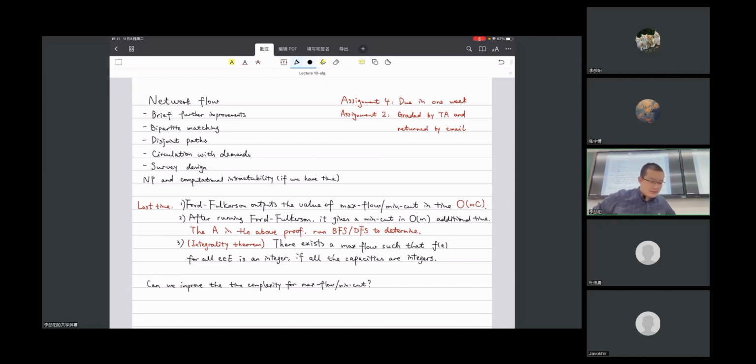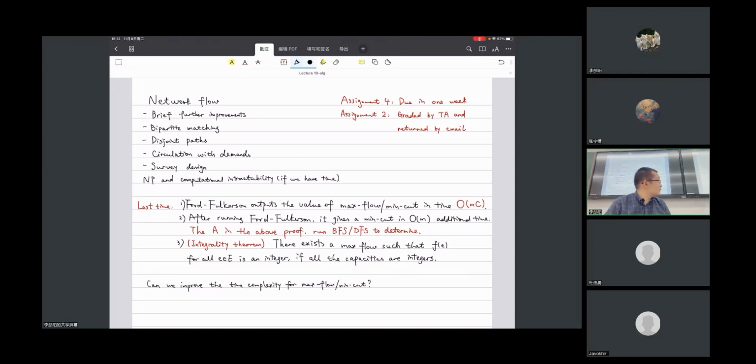Okay, so today we are going to continue to talk about network flow algorithms. Last time we gave a very detailed introduction to the Ford-Fulkerson algorithm. The Ford-Fulkerson algorithm can output the value of a max flow or the min cut, which are equivalent, and can solve the problem in time O of m times c. Secondly, after running the Ford-Fulkerson algorithm, it can give a min cut. Basically, the Ford-Fulkerson algorithm is an algorithm for solving the max flow problem, but we know that the value of the max flow and the min cut are equal. After running the algorithm, it also gives a min cut in O of m additional time.